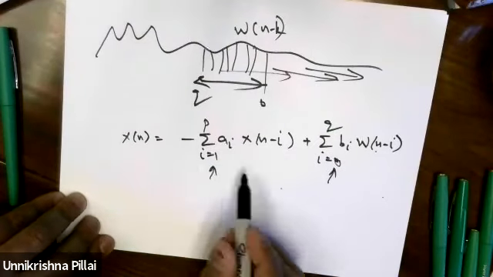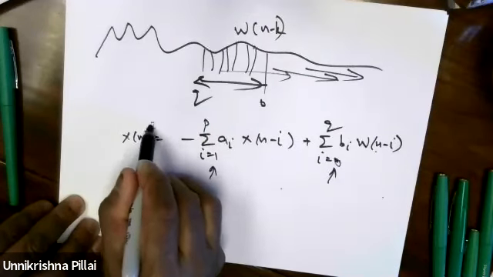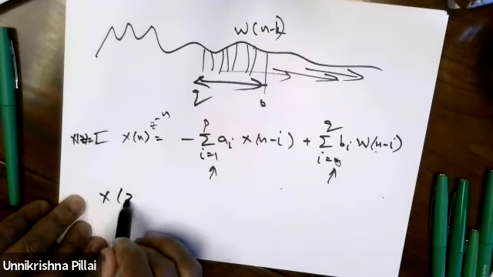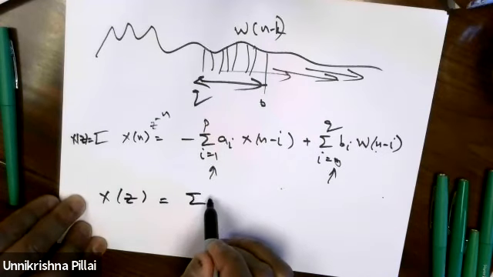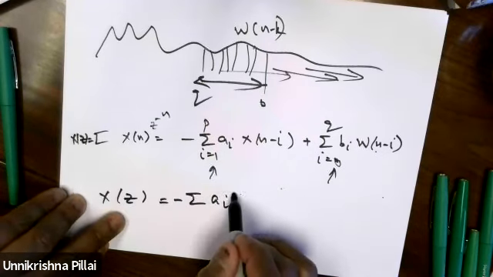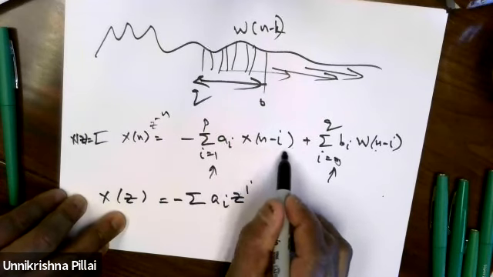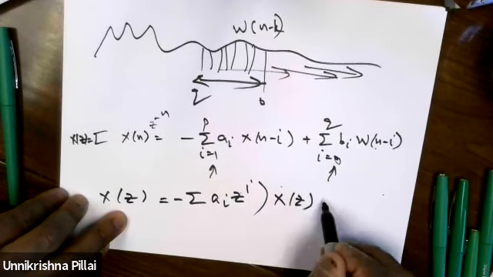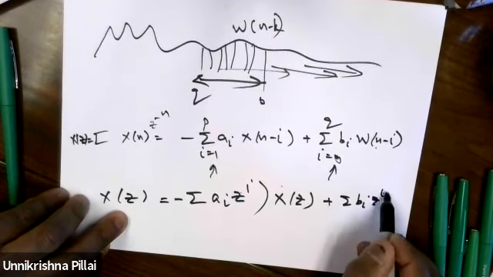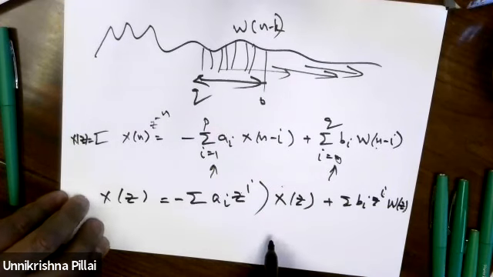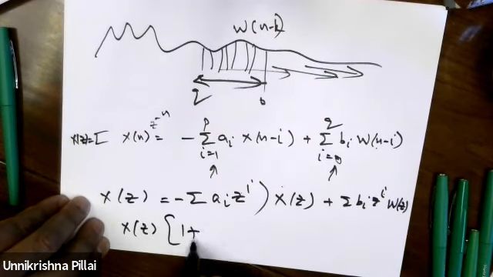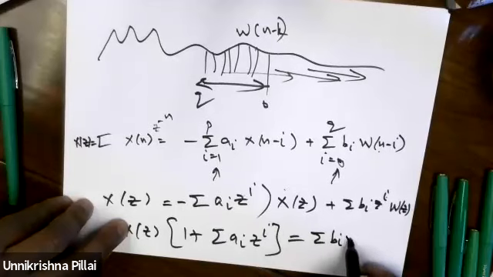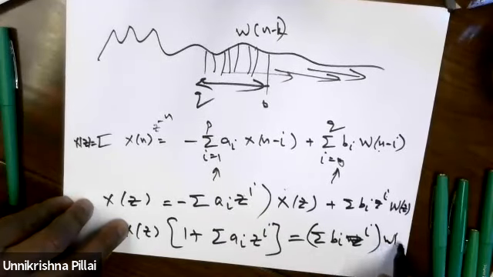Let's take the Z transform on both the sides. Remember, Z transform is you multiply by z raised to minus n, sum up. So that's going to be X of Z. So you can see X of Z is here, minus summation ai z^-i, right? You know how to do this. You multiply by z^-n, then make it n minus i. So that also is multiplied by X of Z. Plus here this will come out to be bi z^-i W of Z if you do the Z transform. So if I collect X of Z, then you have 1 plus sigma ai z^-i multiplied by X of Z equals sigma bi z^-i multiplied by W of Z.